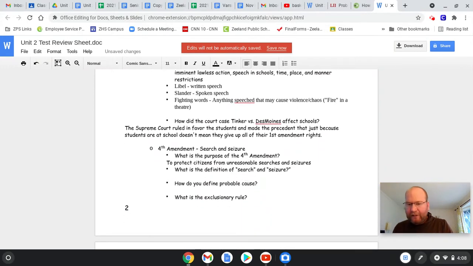The definition of search and seizure, we'll put law enforcement's examination of personal property to find evidence.